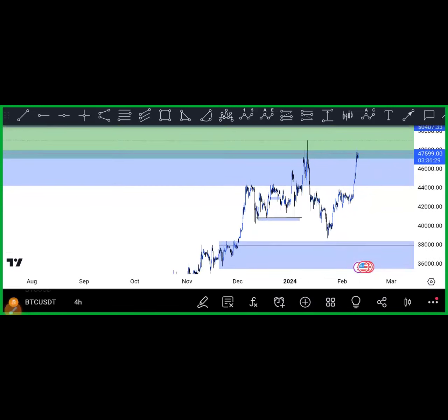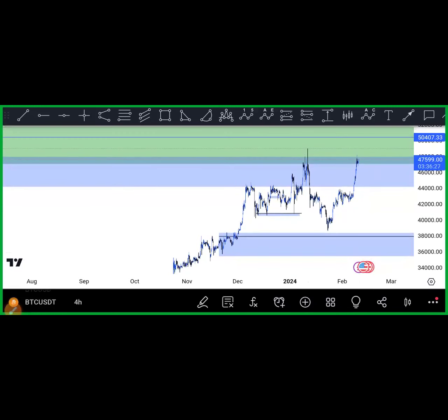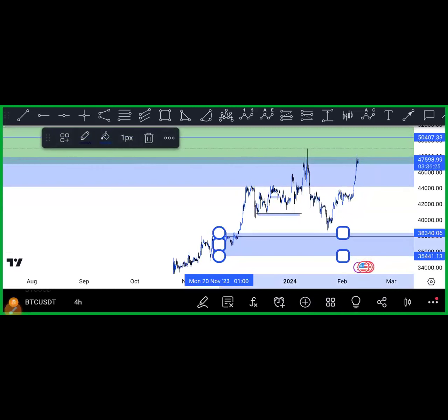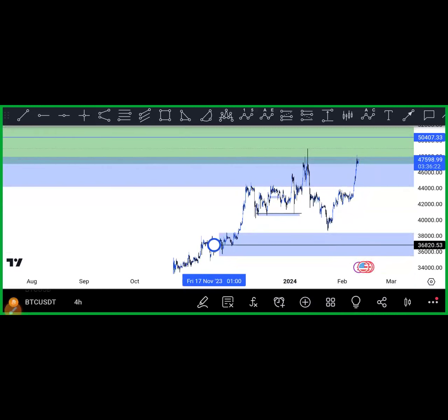So that's how it works. And the market has always been like that. You can see this is another example here. Let me pick out my horizontal line. Okay. What do you guys notice?